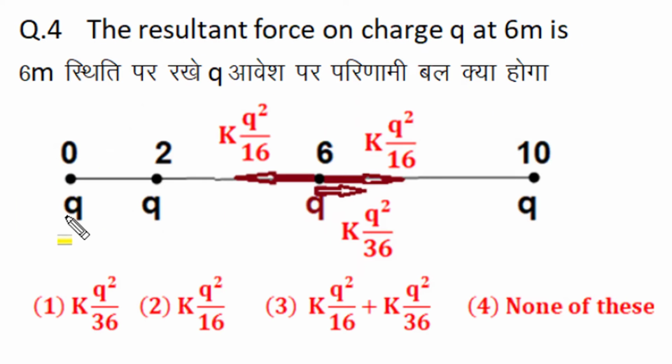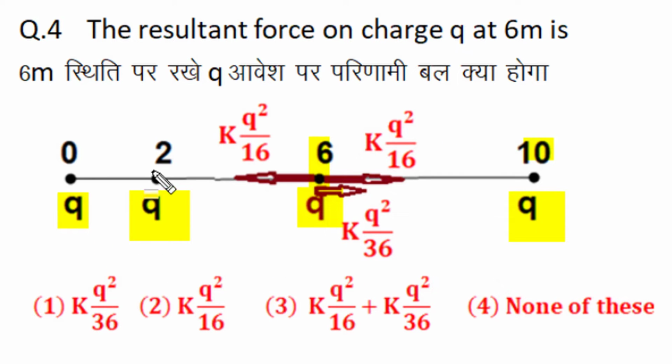4 charges of equal Q magnitude are placed on a line at 0 meter position, 2 meter position, 6 meter position and 10 meter position. We have to find out the resultant force on this Q charge placed at 6 meter position. So this charge will have force from these 3 charges, and as per superposition principle, total force on this charge is vector sum of force contribution by individual charges.